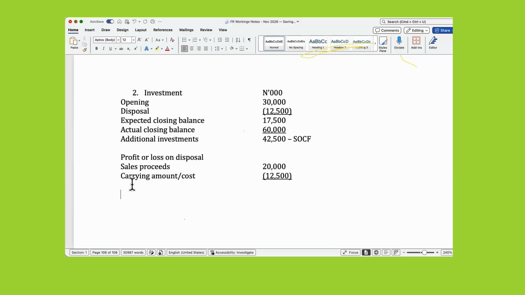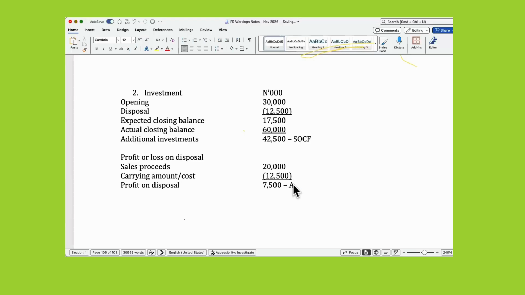So this would be a profit on disposal. How much is that? 7,500. Okay, since this is the direct method, when we are adjusting admin, we need to adjust this in admin. So yes, adjust in admin.